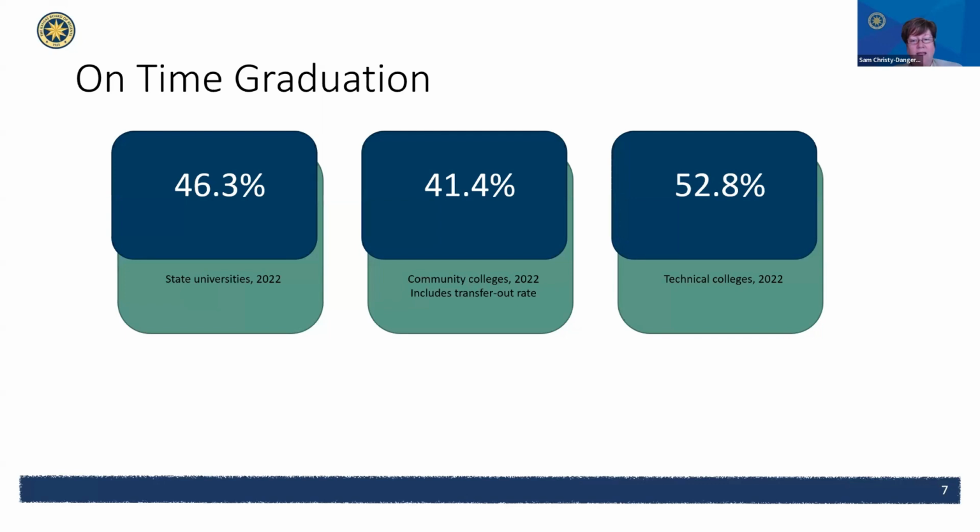Specifically, the average on-time graduation rate for our state universities that year was 46.3%. It was 41.4% at community colleges, and that includes the transfer out rate. And it was 52.8% at technical colleges. So these numbers, while not awful, are not great. They demonstrate that we have room for improvement in supporting students to complete their degree requirements on time in our state.